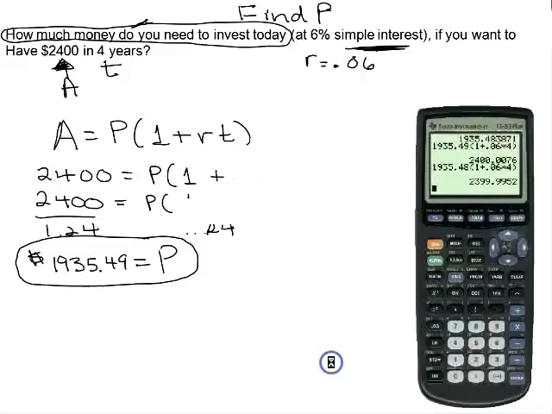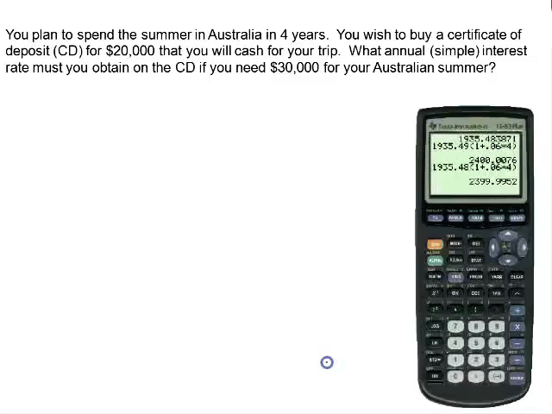Let's do another example. You plan to spend the summer in Australia in 4 years. You wish to buy a certificate of deposit, or a CD, for $20,000 that you're going to eventually cash for your trip. What annual simple interest rate must you get on this CD if you need $30,000 for your Australian summer? Okay, key words, we're talking simple interest. So I'm going to use a simple interest formula. We're going to go buy a CD today for $20,000, and 4 years from now we're going to cash it, and we want to have $30,000 for our Australian summer.